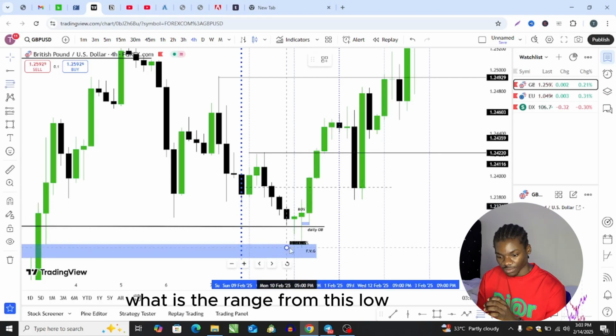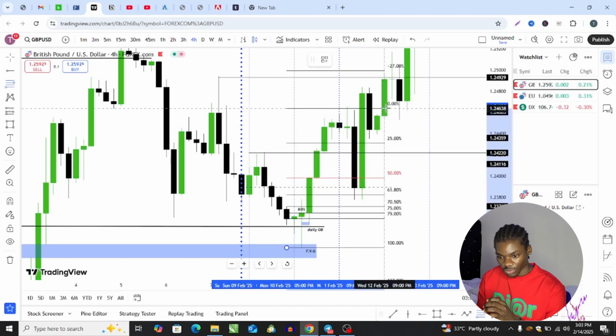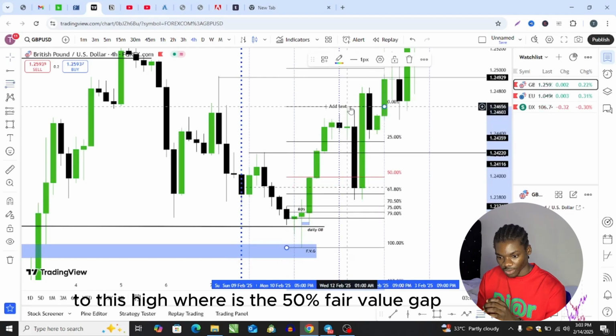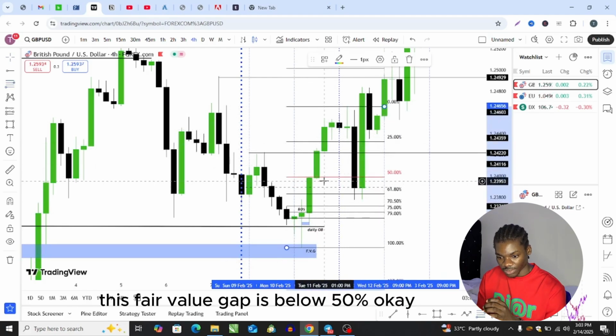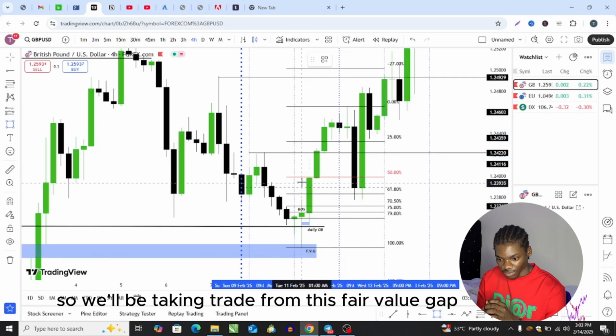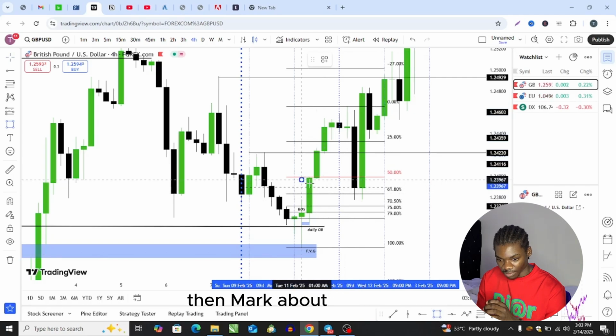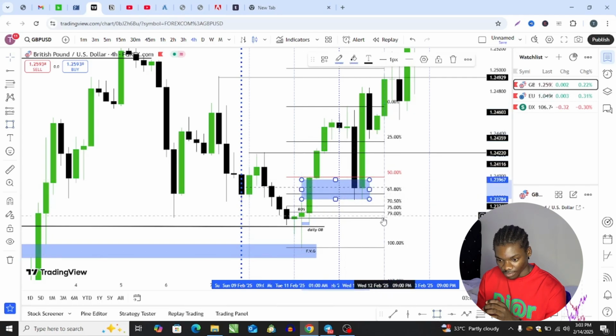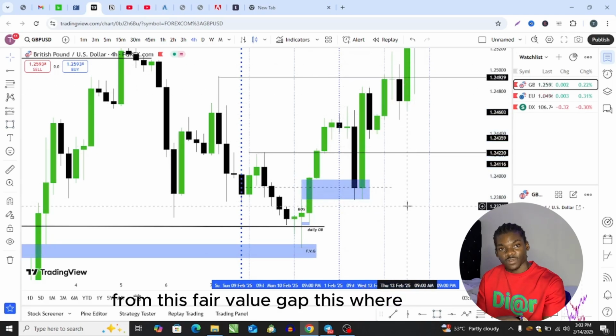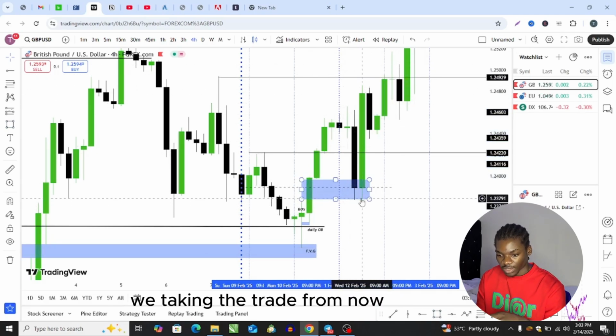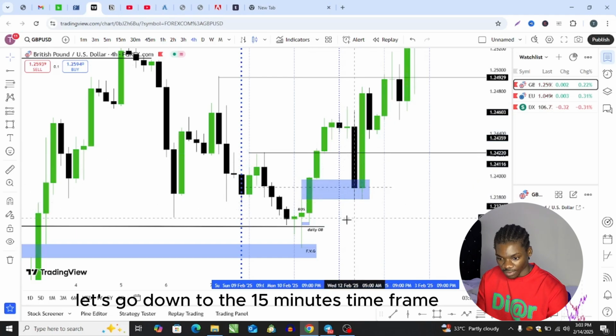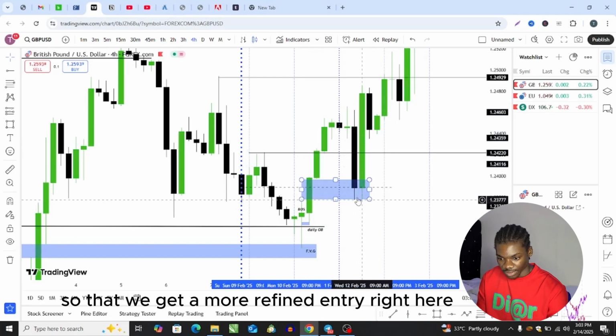What is the range? From this low to this high. Where is the 50% fair value gap? This fair value gap is below 50%. So we'll be taking the trade from this fair value gap. Let me mark it out. From this fair value gap, this is where we're taking the trade from. Now let's go down to the 15 minute time frame so that we get a more refined entry right here.